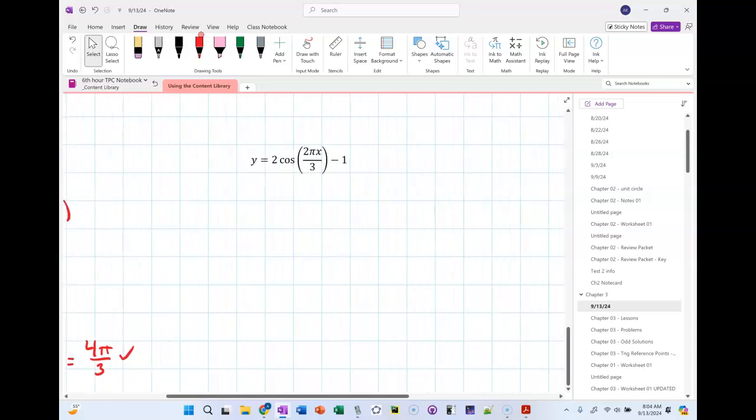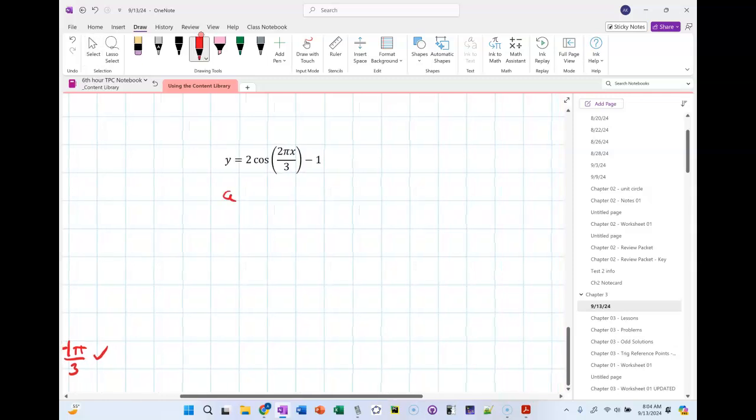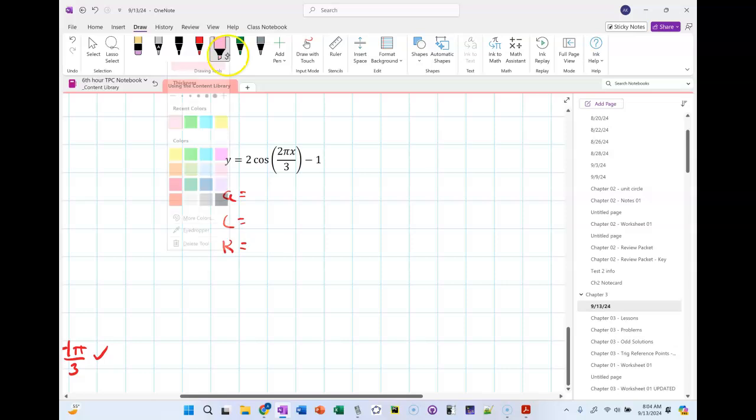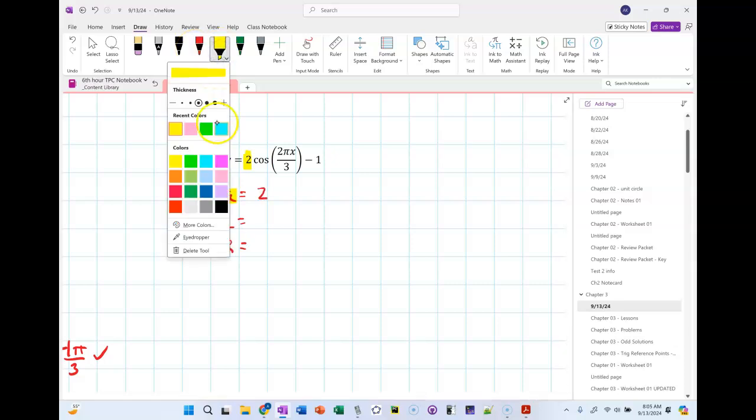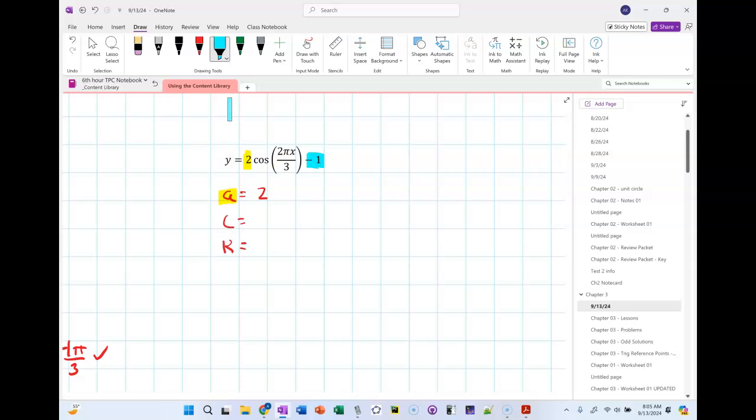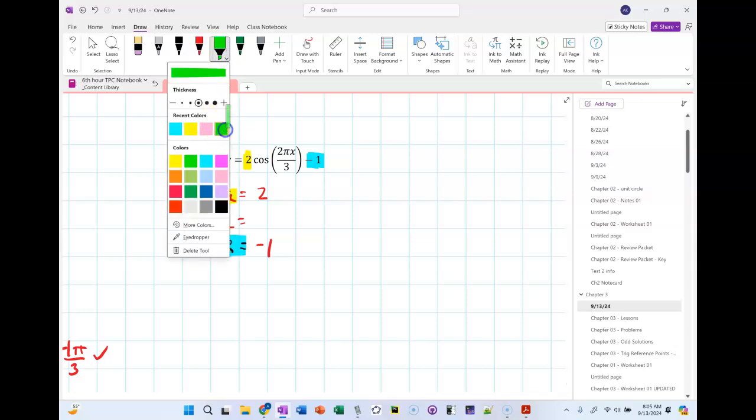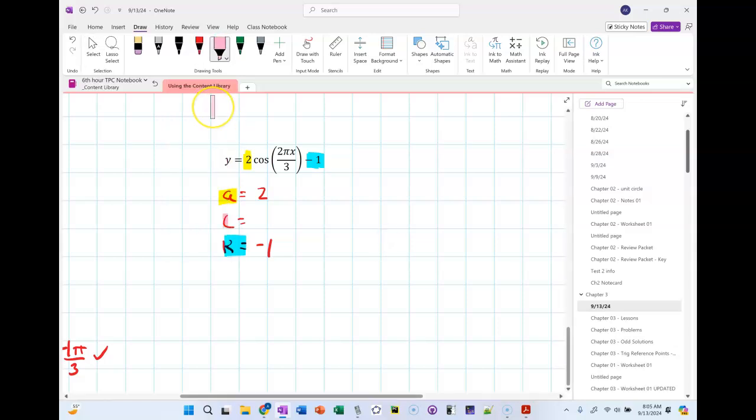Let's try it again. So if we look at this one, again, A, C, and K is what we're concerned about today. Remember, the A is just that leading coefficient, easy peasy. The K is that number at the end. Notice that's negative this time, so I'm going to take the negative sign with me, and I write that down. And then my C comes from that coefficient on the x. Notice here it's really 2 pi over 3 is my coefficient on my x.